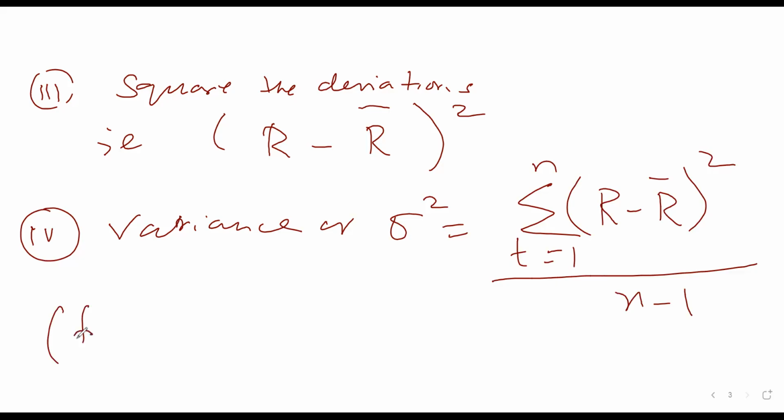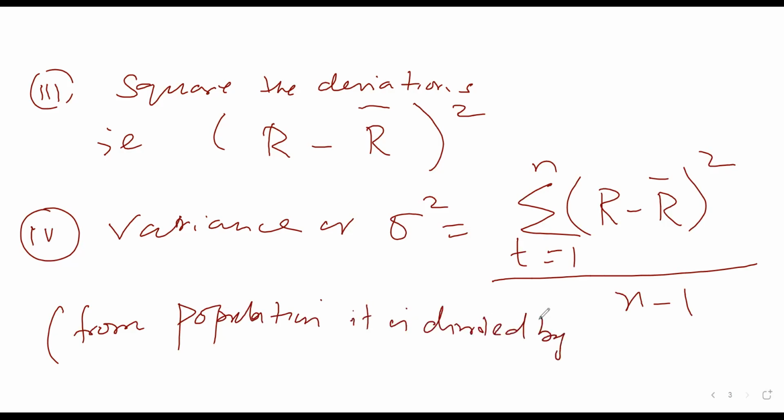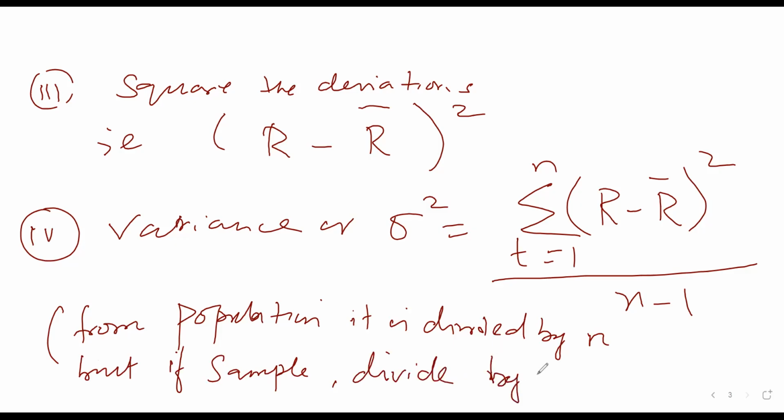Here you have to remember, if your data is the population, you divide by n. But if you are using a sample, you divide by n minus 1. And all our work is always with samples. That's why n minus 1. Hardly, other than the census, can we use the population.